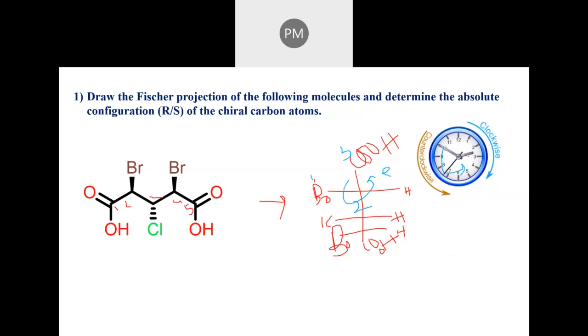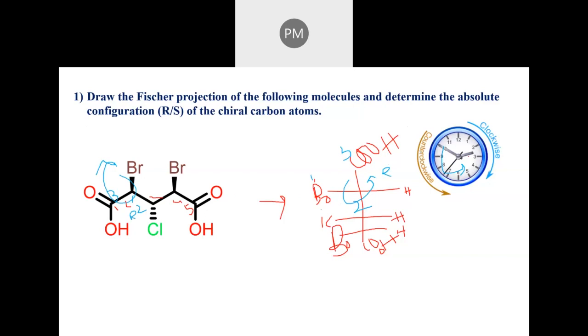So now we have to find out whether here it is right or wrong. Our first priority was this one, second priority was this one, and third priority is that one. Now we have to rotate 1, 2, 3. The direction of rotation is clockwise. And the fourth priority hydrogen is below the plane, so this will be R. So what we first drew is right, and this is also R, it is matching.